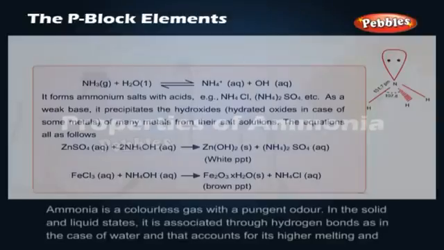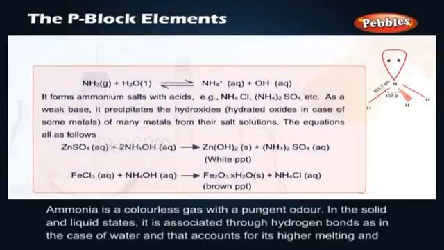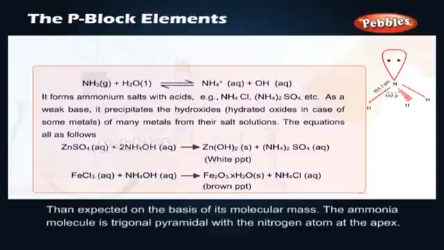Properties of ammonia. Ammonia is a colorless gas with a pungent odor. In the solid and liquid states, it is associated through hydrogen bonds, as in the case of water, and that accounts for its higher melting and boiling points than expected on the basis of its molecular mass.